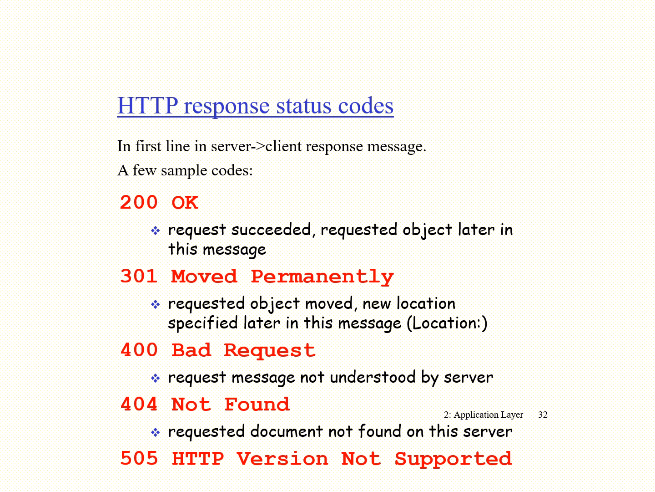Now we can see what the response status codes for HTTP are. In the first line of the server's response message, some sample codes are there. 200 means OK: request succeeded, and the requested object is later in this message. 301 means moved permanently: the requested object moved, and the new location is specified later in the message. 400 means a bad request: the request message was not understood by the server. 404 means not found: the requested document was not found on the server. 505 means HTTP version not supported.